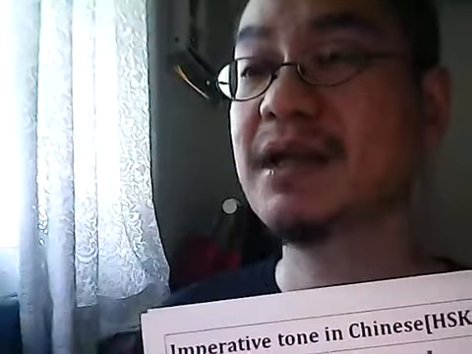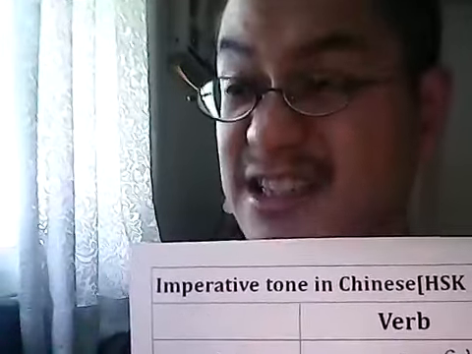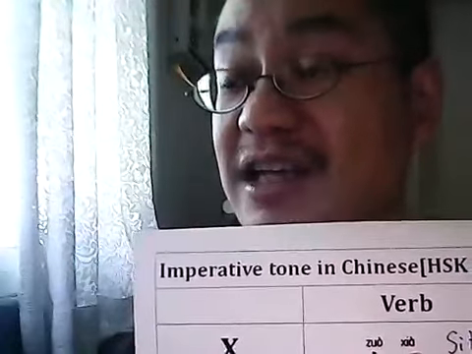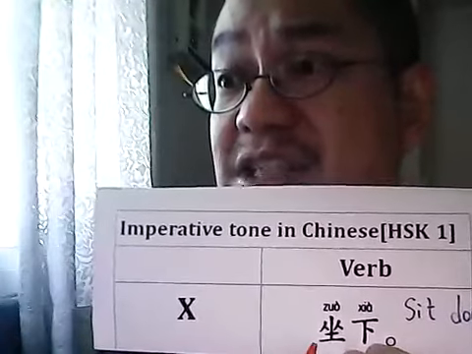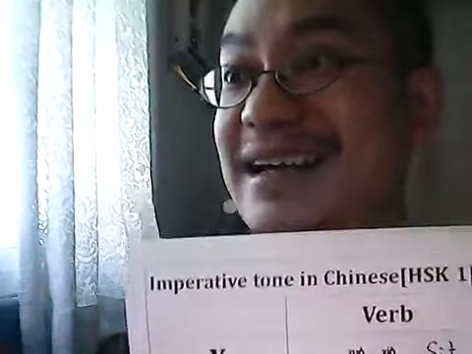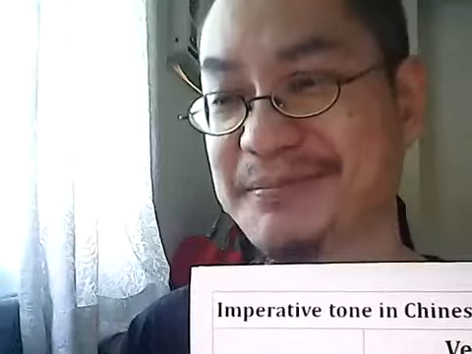It's like you give someone a request. 坐下. Sit down. So that's the imperative tone. You order someone, you request someone, you ask someone to do something. That's a very simple sentence pattern, both in English and in Chinese. You just use the verb 坐下, then people will do what you ask them to do. They will sit down. So whenever you want to use the imperative tone in Chinese, you just use the verb.